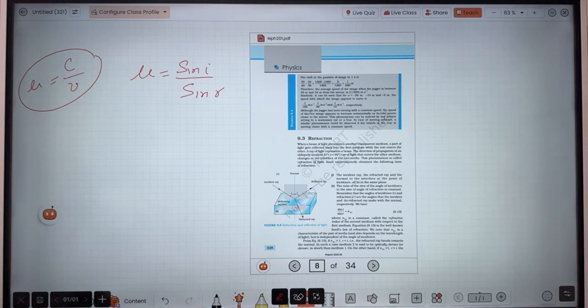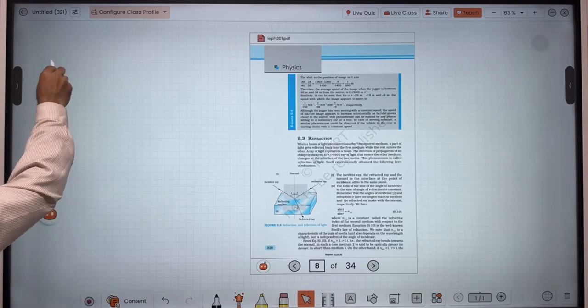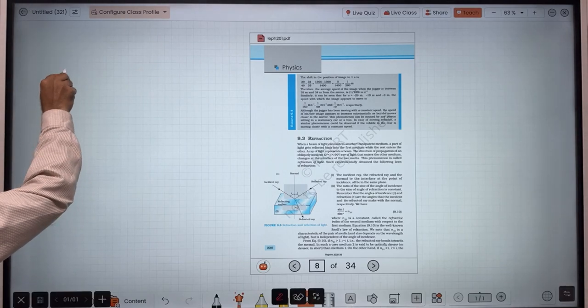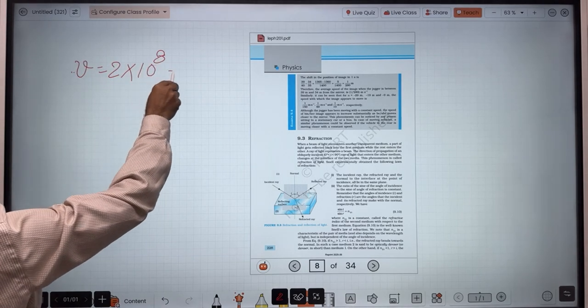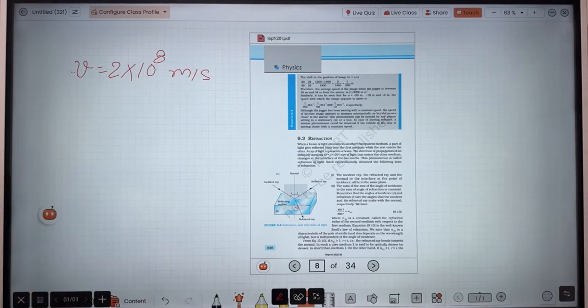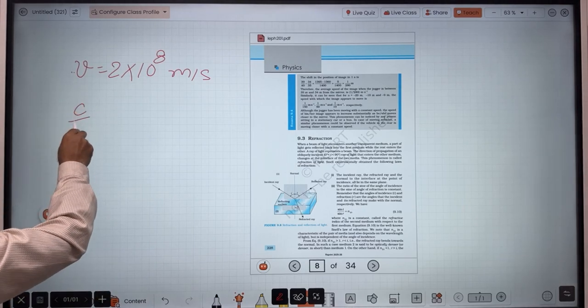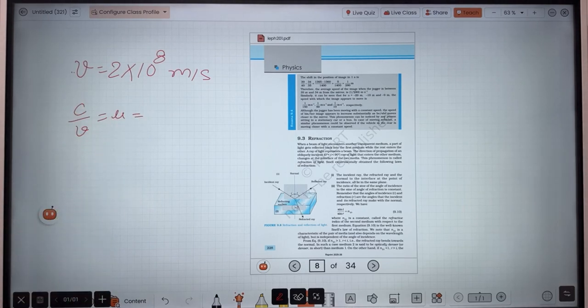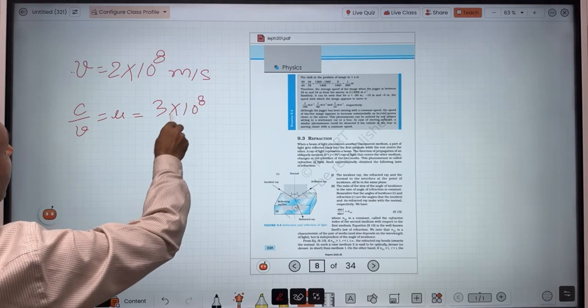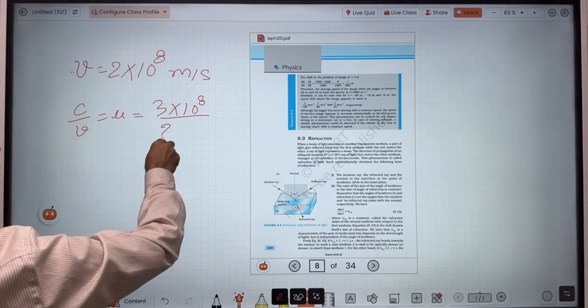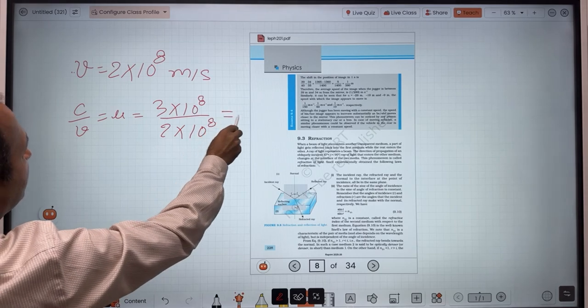Let's take some basic questions based on it. Suppose we are given V equal to say 2 into 10 to the power 8 meter per second. This is the speed of light in a medium, and we have to find the refractive index of that medium. So we can apply the formula C upon V equal to mu, and we can use the known value of C, that is 3 into 10 to the power 8, divided by V, which is 2 into 10 to the power 8.